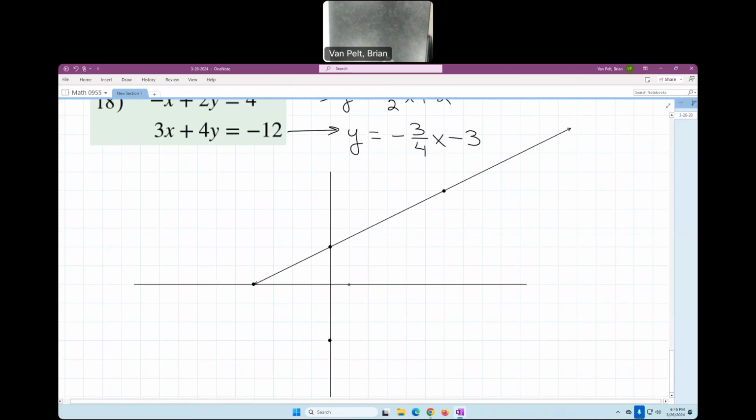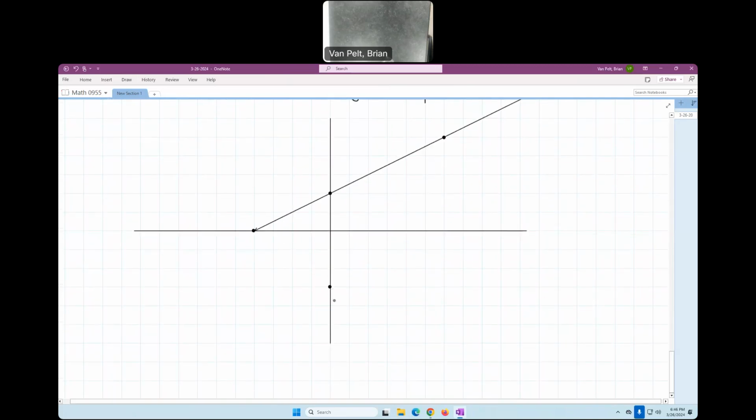No, you go down when it's negative. You always go to the right. You never go to the left. I mean, down 3, over 2, 3, to the right 4. I'll reverse myself on the other side. Up 3 and to the left 4, and this is where they're going to intersect.